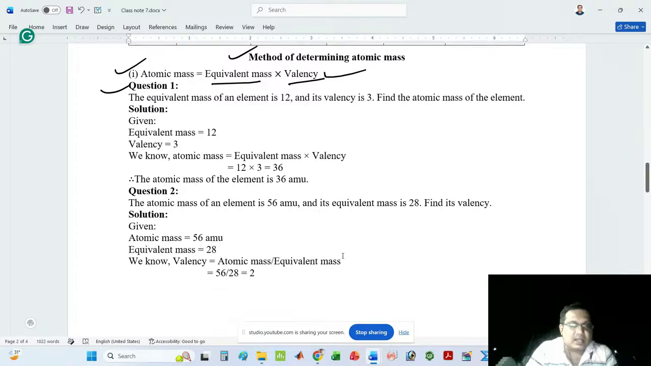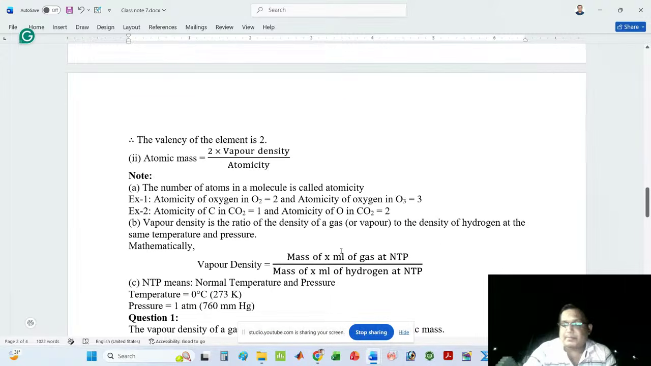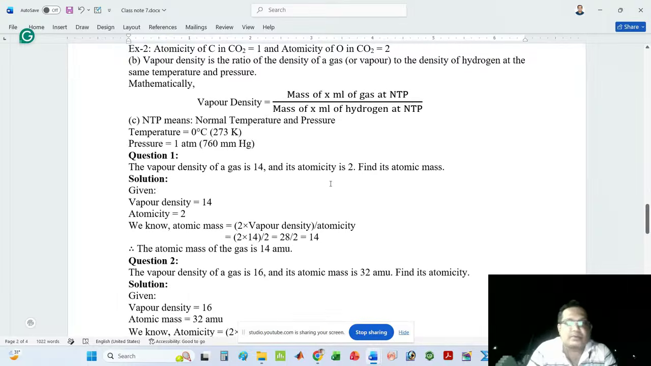Next, I have also used the Vapour density method. Here we can calculate the atomic mass by using this formula. Atomic mass is equal to 2 into Vapour density divided by atomicity. Here we clearly explain the term atomicity and also vapor density. Next, I have also done some problems related to this formula.